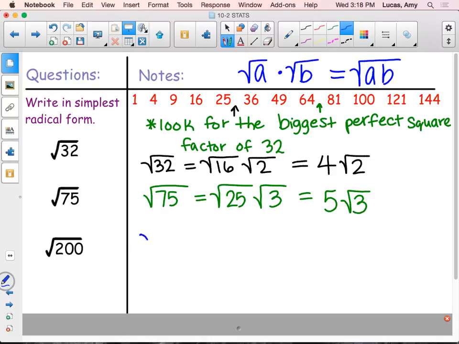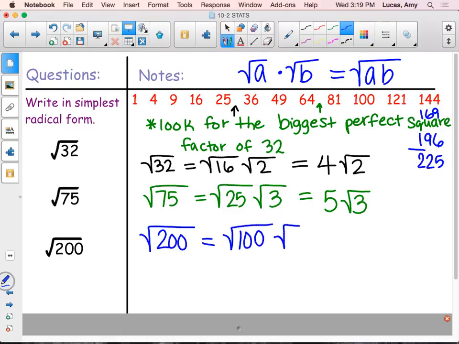Next up, 200. 200 falls way over here. After 144, my next perfect square is 169, then 196, and then 225. So 200 would be in between here. Starting at the biggest, 196 is not dividing into 200 evenly. Not 169, not 144, 121. 100 times 2 is the same as 200. The square root of 100 is 10, so simplest radical form, 10 times the square root of 2.